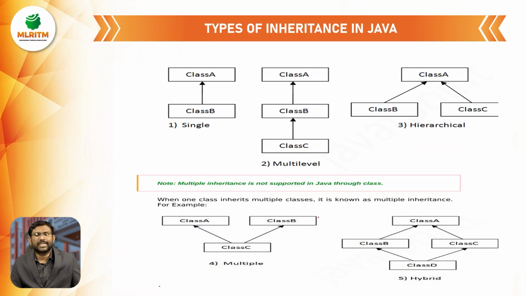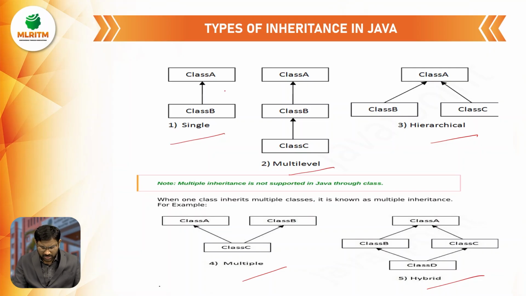Next, I am going to discuss types of inheritance. Here we have single inheritance, multi-level inheritance, hierarchical inheritance, multiple inheritance, and hybrid inheritance. First, I will discuss single inheritance. In single inheritance, class A is the parent class and class B is the child class.